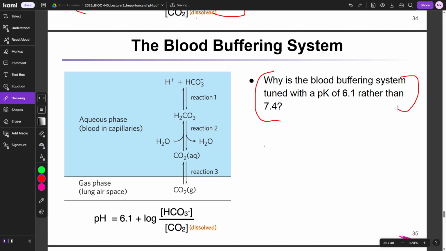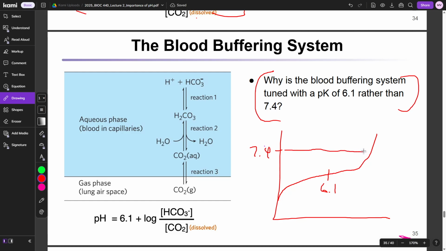Okay, yeah. I mean, you have the right idea. If we start at a pK of 6.1, we can accommodate that the body produces a lot more acid producing reactions than base producing reactions. So by starting at a pK of 6.1, when our pH is 7.4, if you remember that buffering graph, let's just say our pK is 6.1 and the pH that we're actually at in the body is 7.4, this line is like up here.